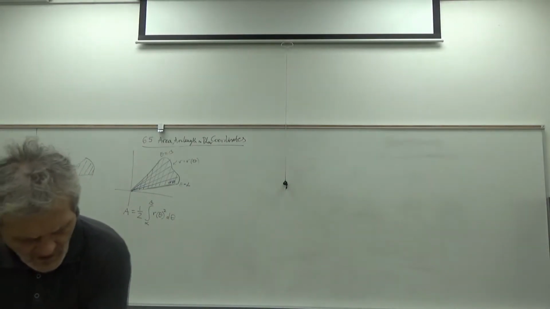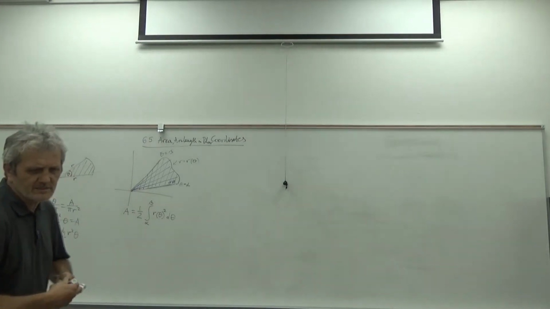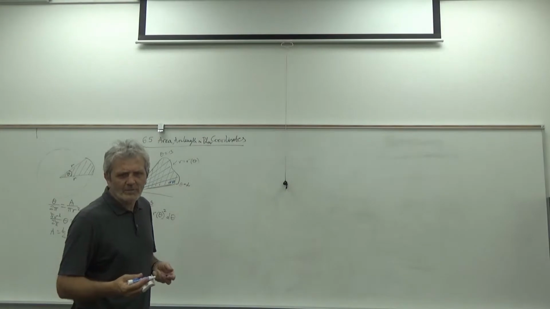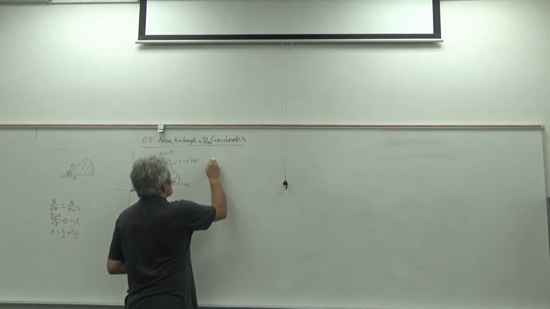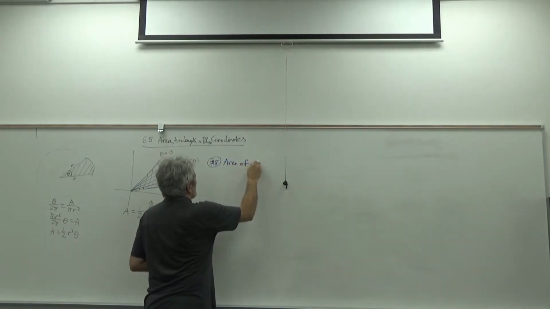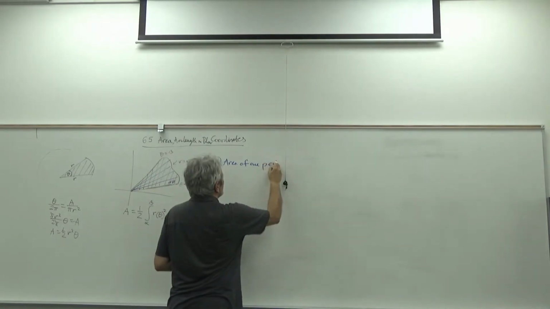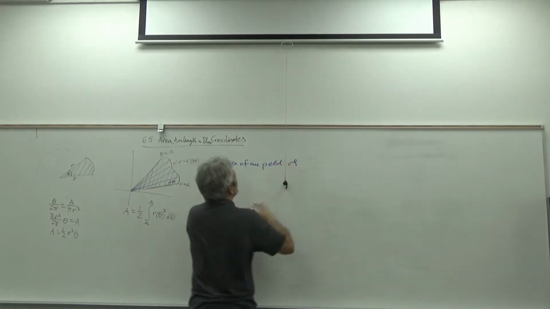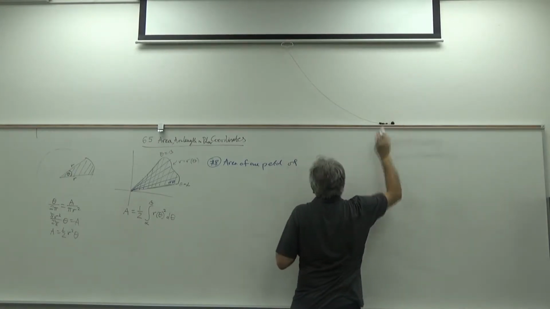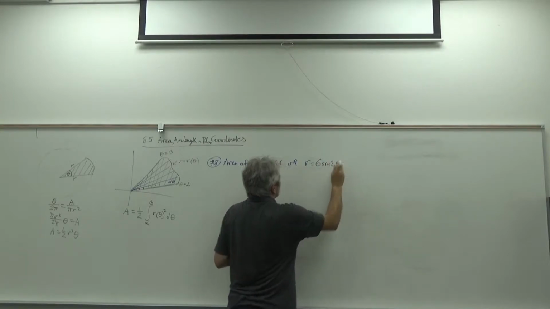So let's do that problem that we analyzed on the calculator. It says find the area of one petal of r equals 6 sine 2 theta, number 8.